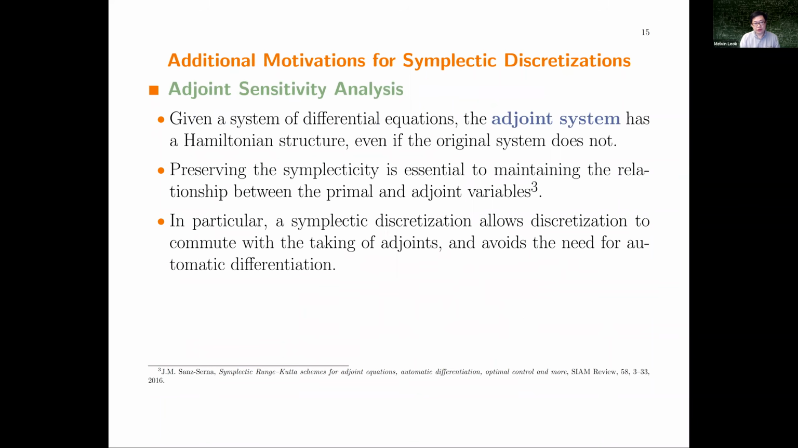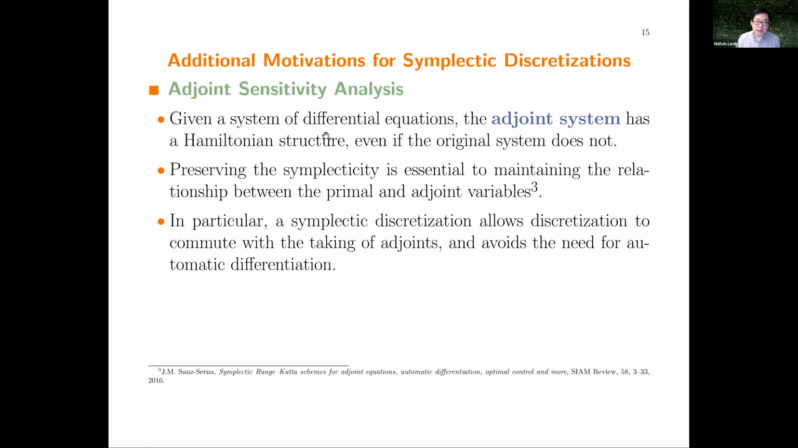The other thing which I think is potentially important in the context of learning and optimization is the fundamental role which symplectic methods and Hamiltonian systems play in adjoint systems. If you give me any system of differential equations, it doesn't have to be Hamiltonian, it doesn't have to have mechanical structure, any system of differential equations at all, and you compute the adjoint associated with this, which is basically the dual of the variational equation, all right?